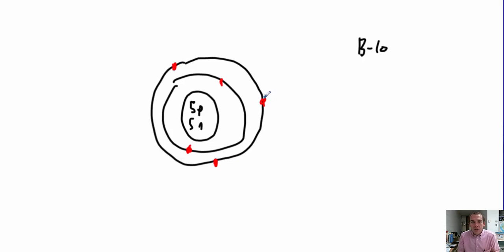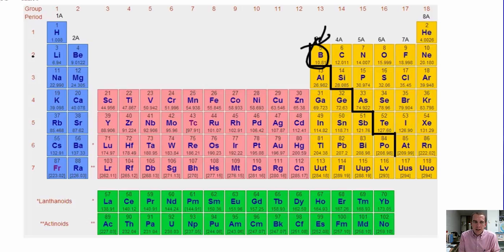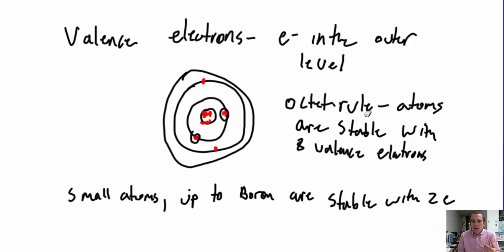What this atom can actually do to become stable is give away these 3 electrons. If it gives away those 3 electrons, then that energy level is gone, so there are 0 electrons on the second energy level, but the first energy level has 2, which is full. So atoms are generally stable if they have filled their outer energy level. That's where the octet rule comes from, since most energy levels are full with 8 electrons on them. Most atoms are stable when they have 8 valence electrons. However, the smaller ones are stable with 2.